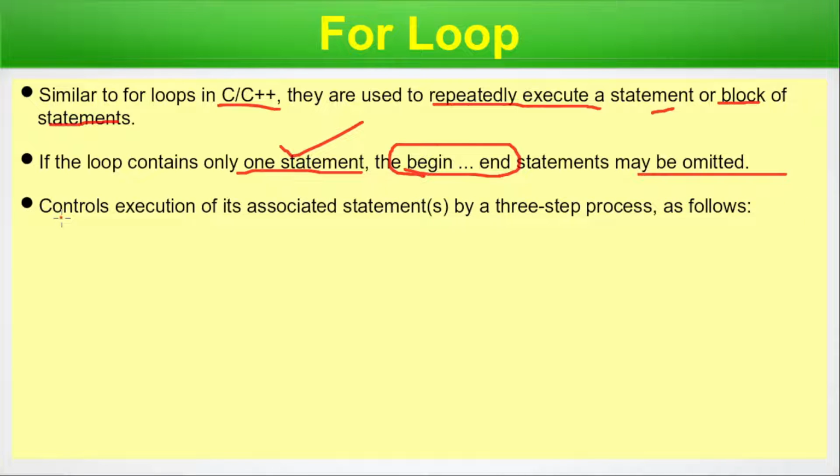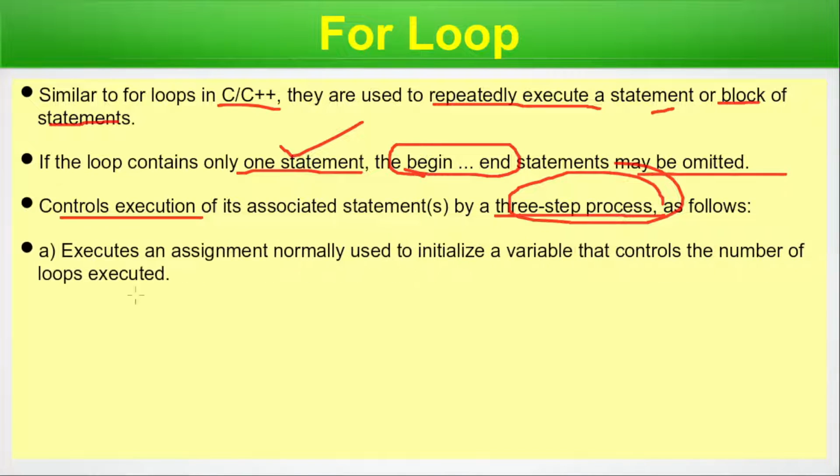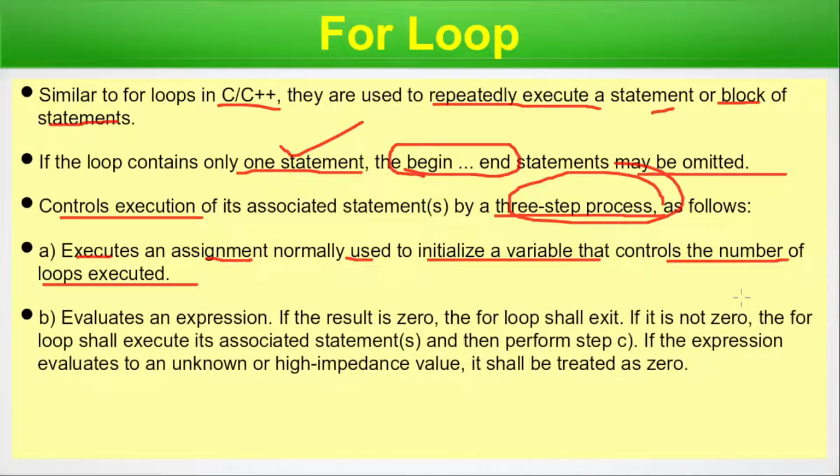Next, it controls execution of the associated statements by a 3-step process, which is as follows. First, it executes an assignment normally used to initialize a variable that controls the number of loops executed. This is the counter variable that we are very much familiar with from C. Here the syntax is the very same. Next, it evaluates an expression. If it is 0, the loop shall exit. If it is not, the for loop shall execute its associated statements and then perform step C.